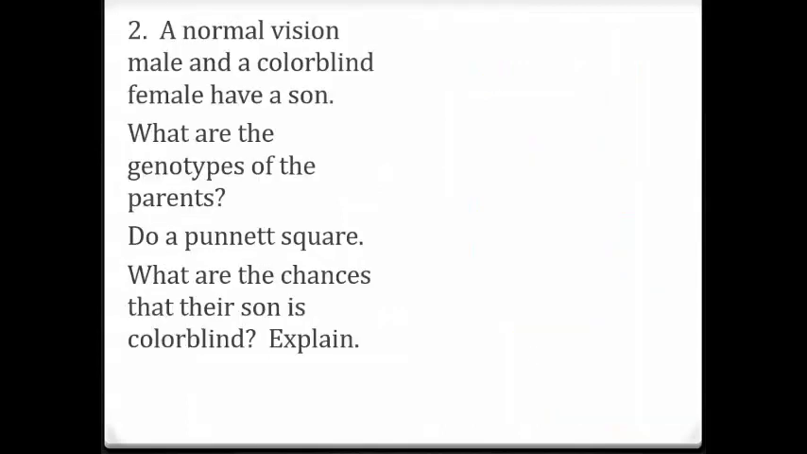Let's do one more. We have a normal vision male and a colorblind female. So we have a normal vision male. Let's do our X and our Y for him. And he has normal vision. So normal vision was the capital A, which is found on the X chromosome. Nothing on the Y, because the Y chromosome doesn't hold any traits for that.